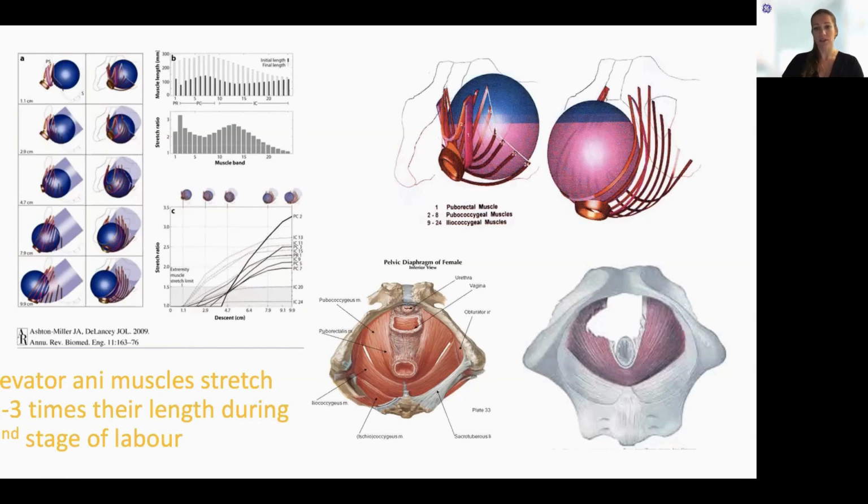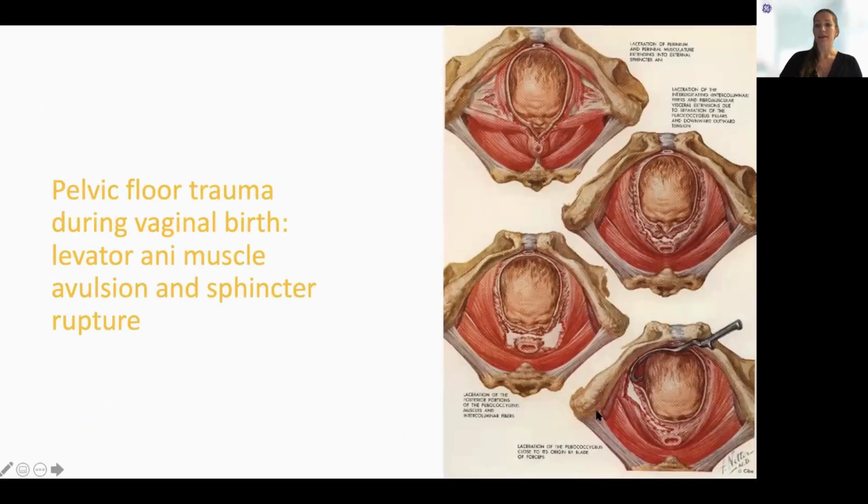When the levator-ani muscles need to stretch 2 to 3 times their original length, there is a high risk of damage. And what happens? They may detach from the insertion site on the ramus inferior pubis. Here we can see that the puborectal and pubococcygeus muscles are attached, so we see no avulsion. And on this image we can see the defect, or the detachment, of the pubococcygeus and puborectal muscle. Besides the damage of the levator-ani muscles, we can also observe sphincter ruptures during vaginal delivery.